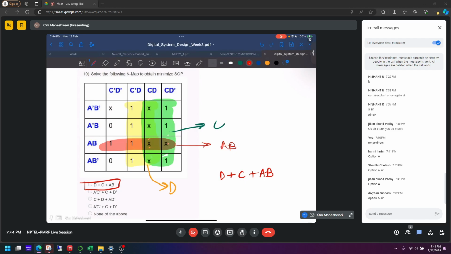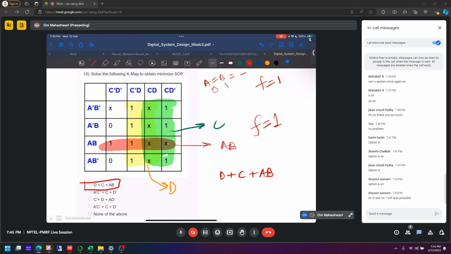Sir, if all the cells are 1, then what is the answer, sir? 1. All cells are 1, I'm saying the answer will be F equals 1. So if let's say all cells are 1, then whatever condition you have, A equal to B equal to whatever, either 0 or 1, your F is always 1, so F does not change. Okay, sir. Thank you, sir.